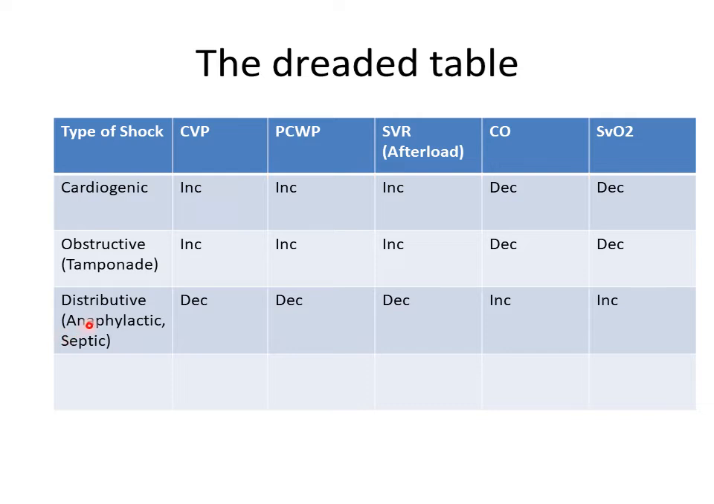And meanwhile, distributive shock, which is the oddball, or anaphylactic and septic shock, the opposite will happen. It's a warm type of shock. The periphery will warm, so cardiac output has actually increased. So SpO2 will go in the same way and increase. And meanwhile, our CVP, PCWP, and SVR will decrease. Now let's move on.